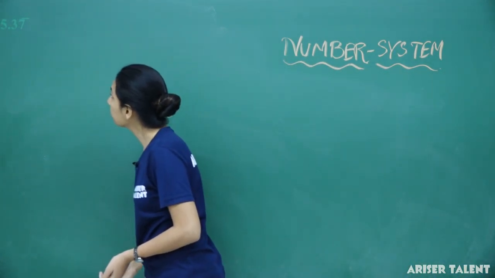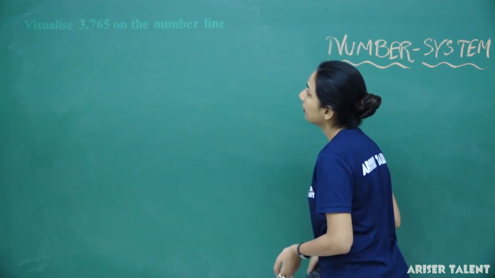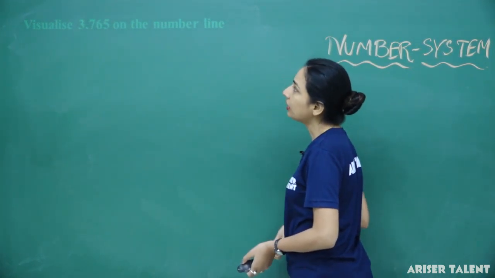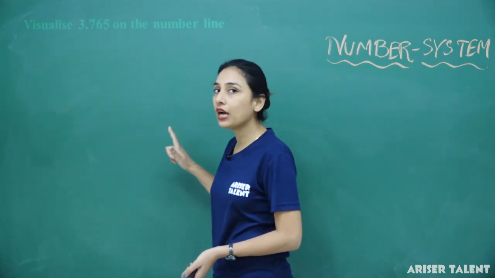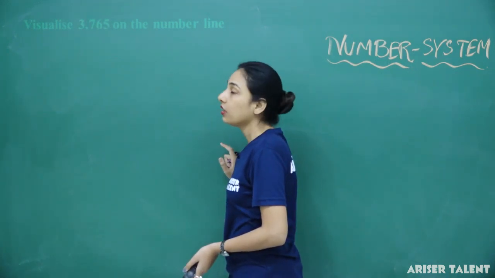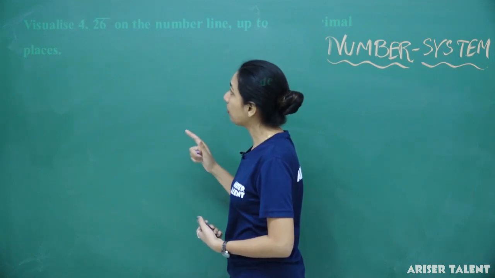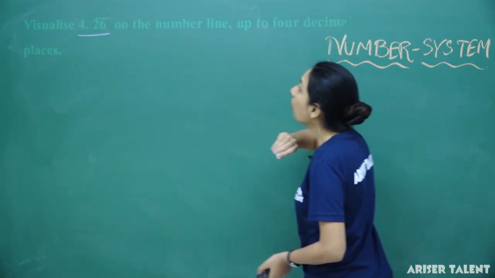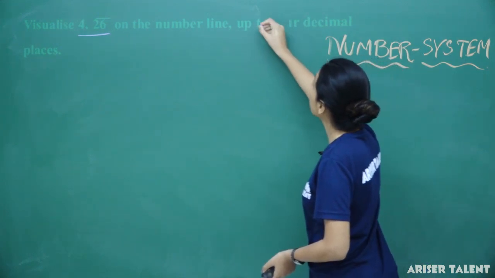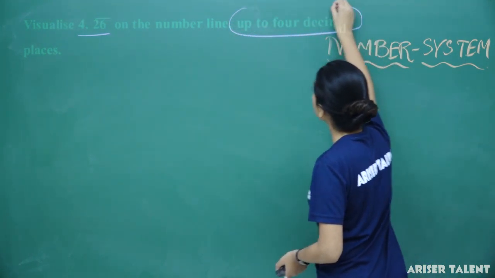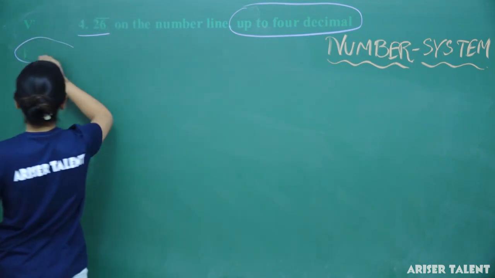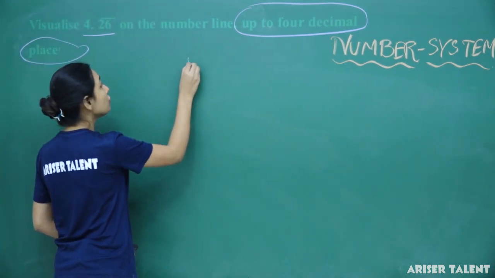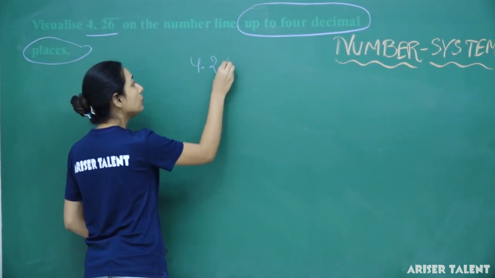So students, visualize 3.765 on the number line. Now you have to do it on your own. The next one I am talking about, visualize 4.26 bar on the number line up to 4 decimal places. That means 4 decimal places, that means you have to visualize 0.26 bar.